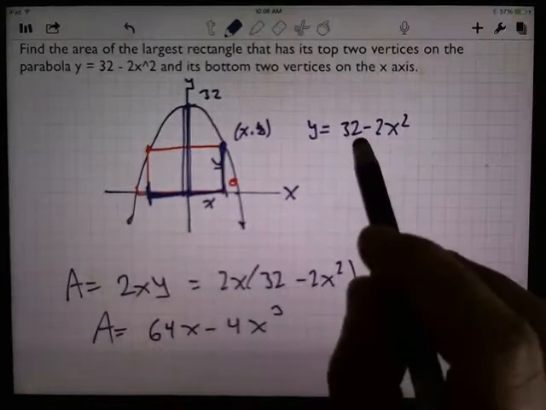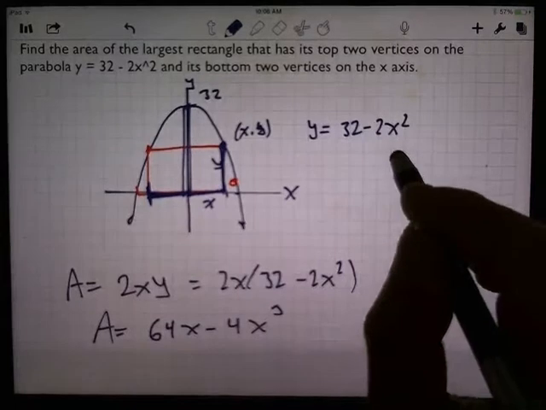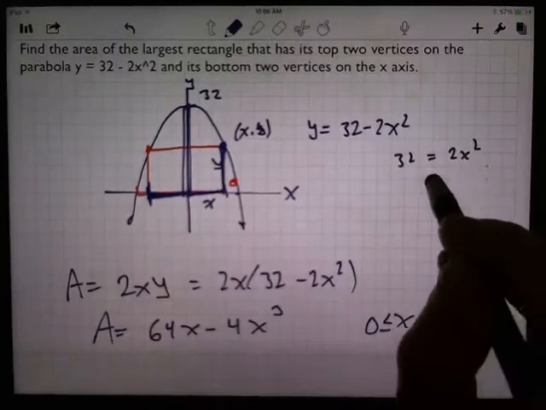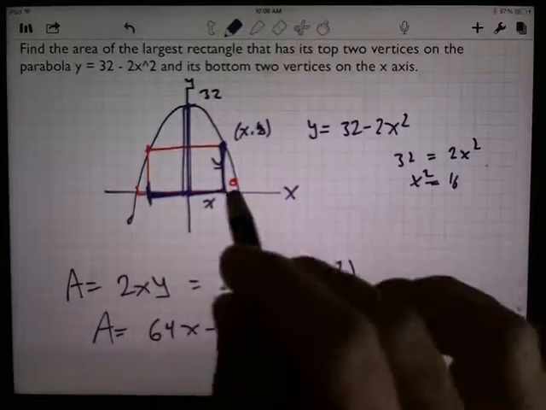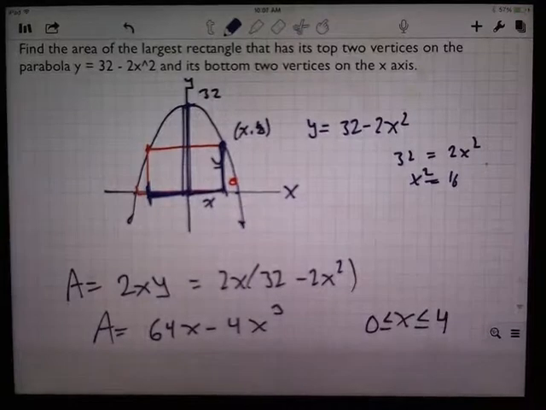So where does this thing hit the x-axis? When does this equal 0? When is 32 equal to 2x squared? x squared would equal 16, so plus or minus 4. So it looks like x could be as big as 4.